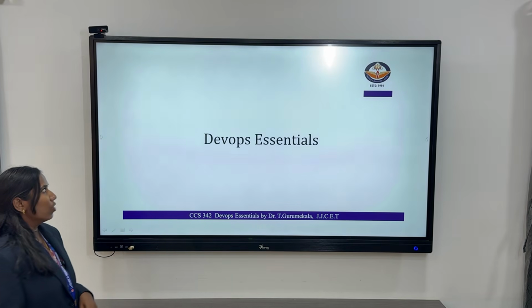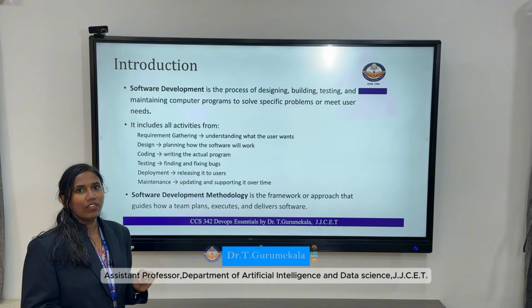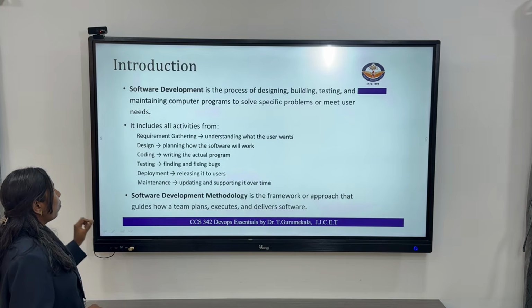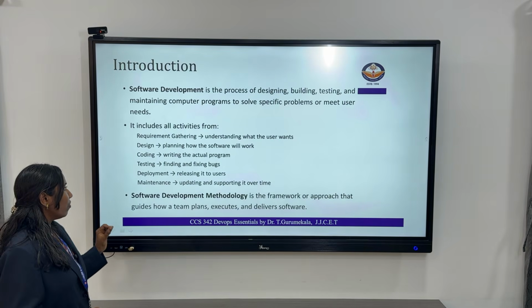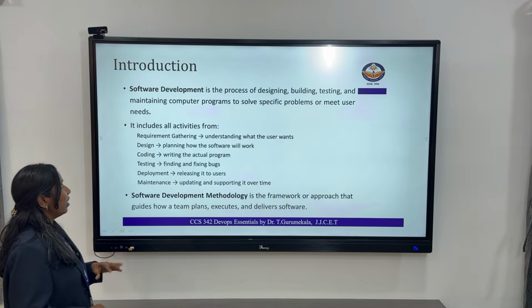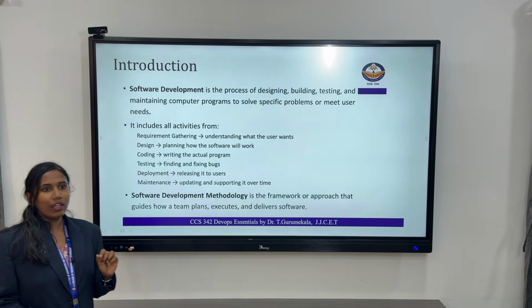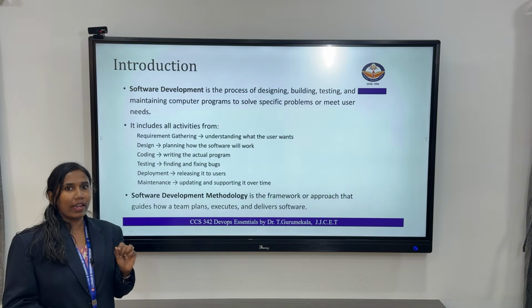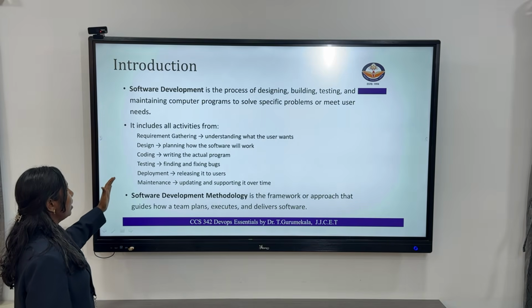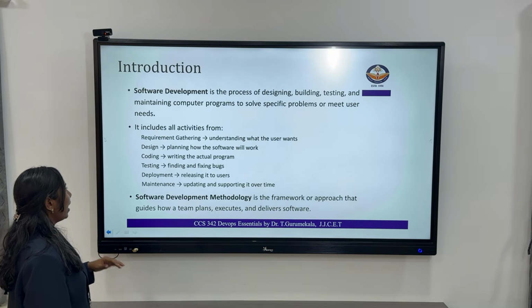The first topic we are going to cover is DevOps essentials. To get a thorough understanding of the DevOps concept, we must be clear about three concepts. One is software development, another is software development methodology, and the third is the role of DevOps in software development. Software development is a set of processes or activities used for creating software inside an IT industry. It consists of various activities done in the form of teams. It starts from requirements gathering, designing, coding, testing, deployment, and maintenance.